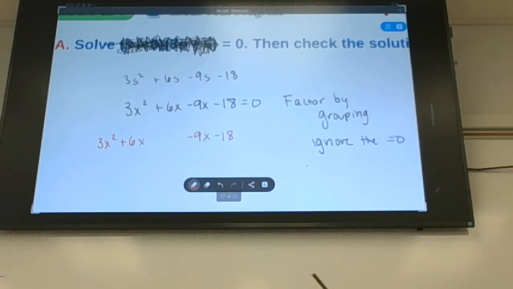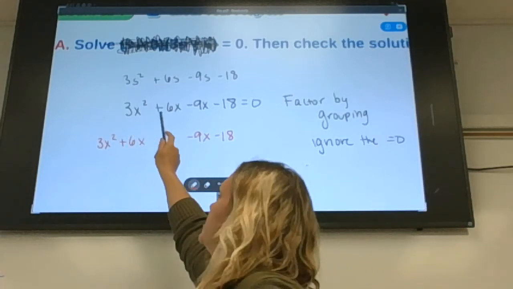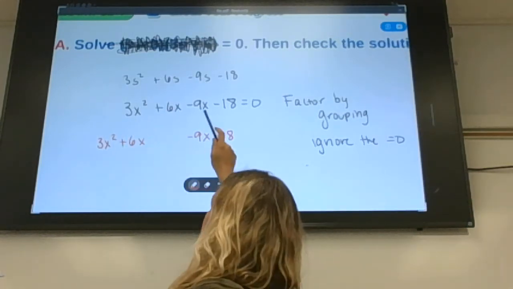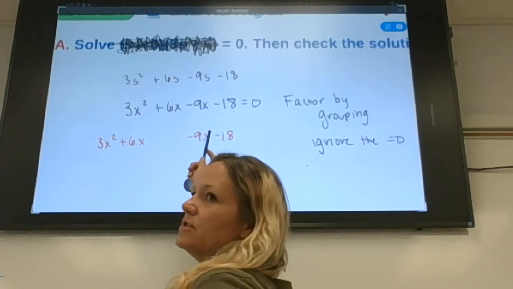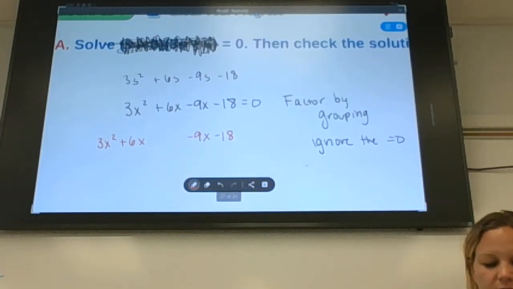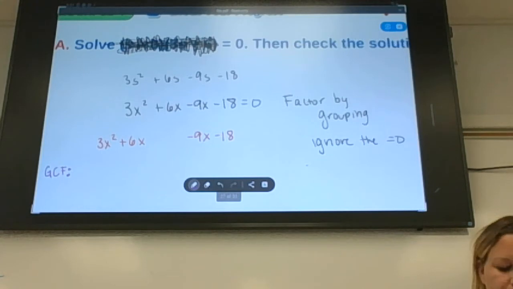Yes. All right, so this is what I mean by group them. I just wrote these two here, separate from these two here. So they're in two separate groups. Is that how you group them? Yeah, but then you say equal 0. Just ignore the equal 0 for now. Now, what's the greatest common factor of the first two? 3, and they both have an x. What's left in parentheses?